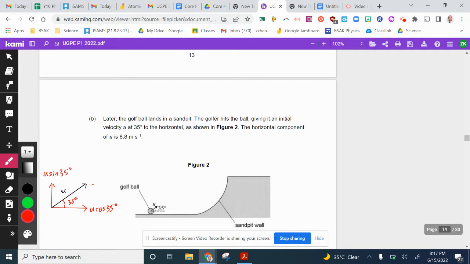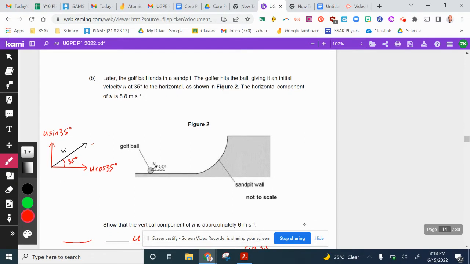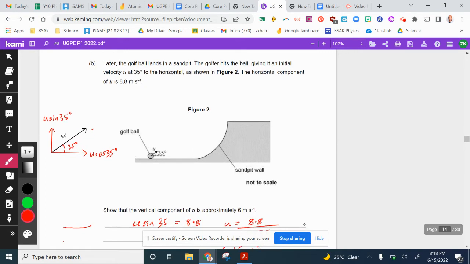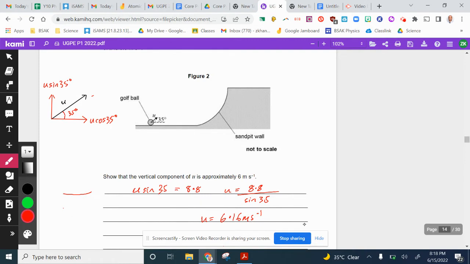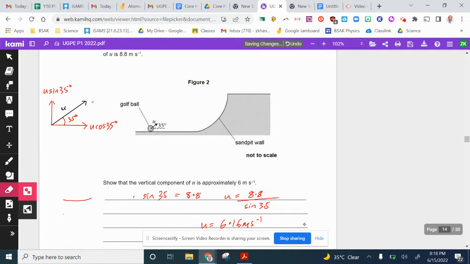The horizontal component of u is 8.8 meters per second. So we know that if this is u, then the horizontal component is u cos 35 degrees, and the vertical component is u sine 35 degrees. Okay, so it says show that the vertical component of the velocity is equal to 6. And there's my mistake, I've spotted it. So I'm going to start again on this question here. So there we go. Let's start again and do it step by step.